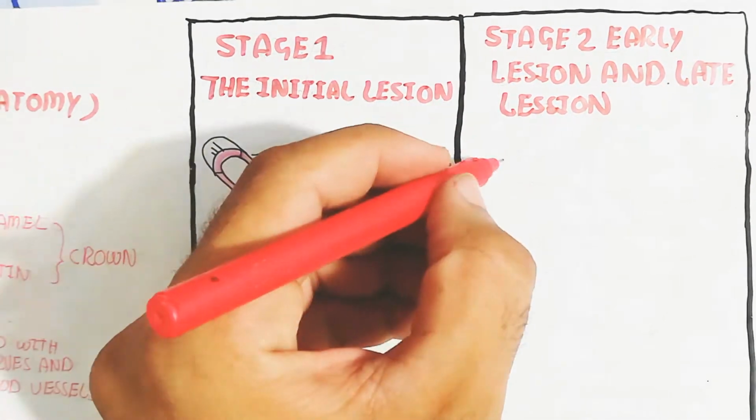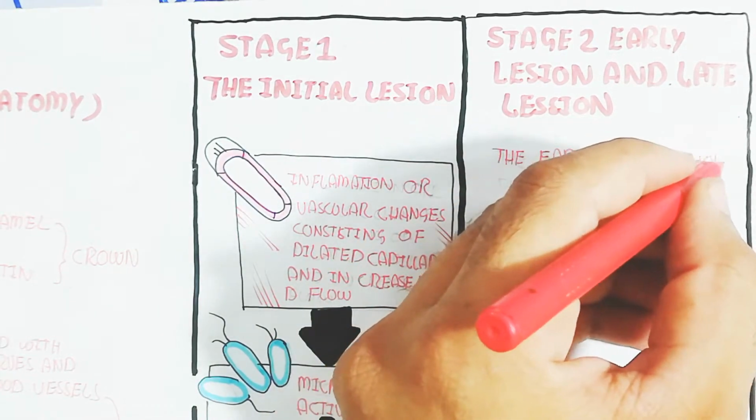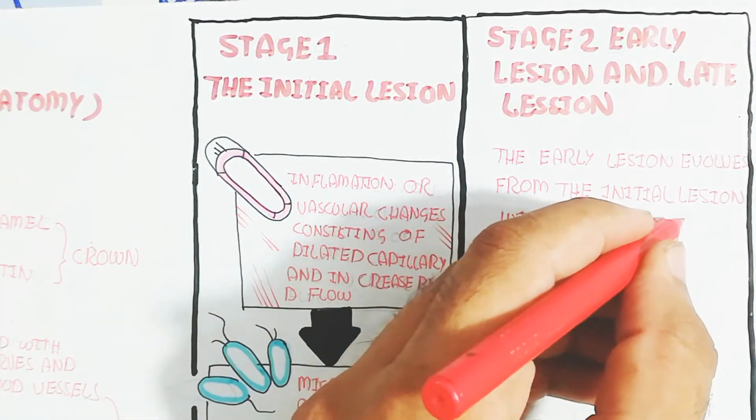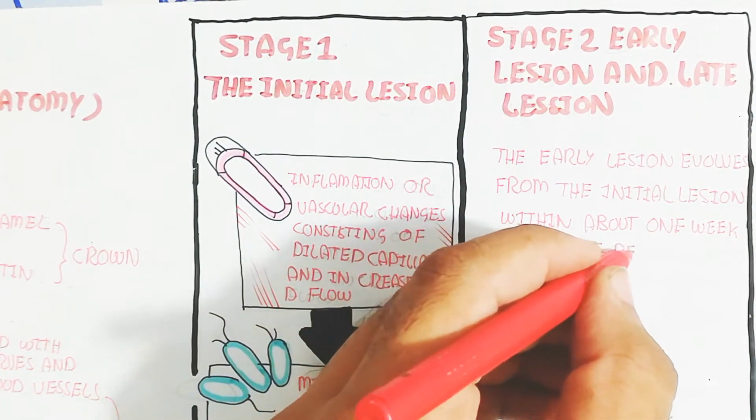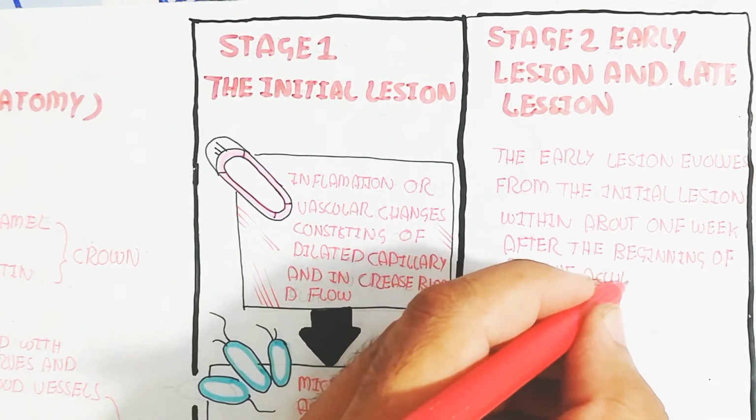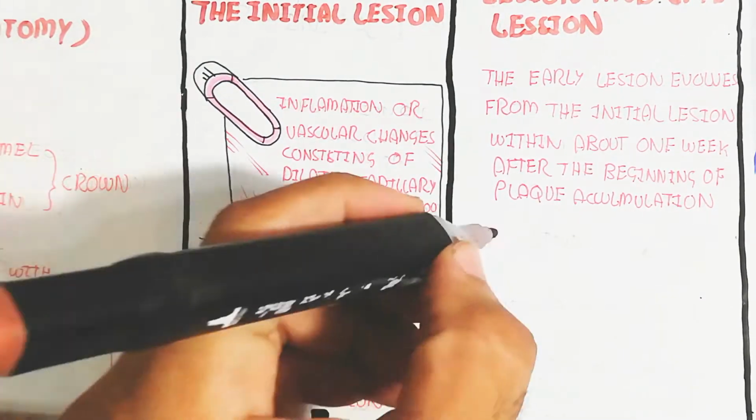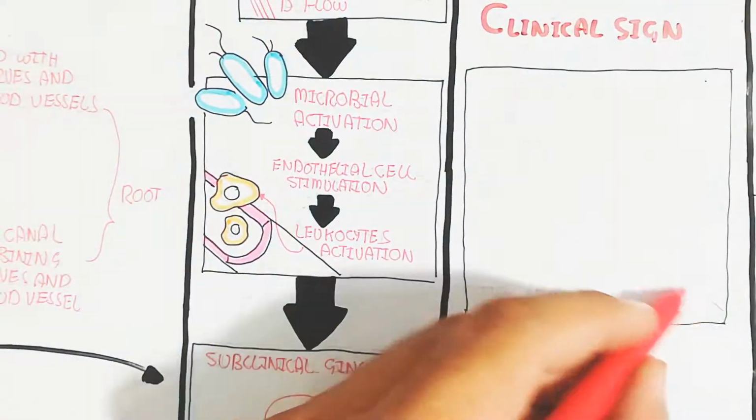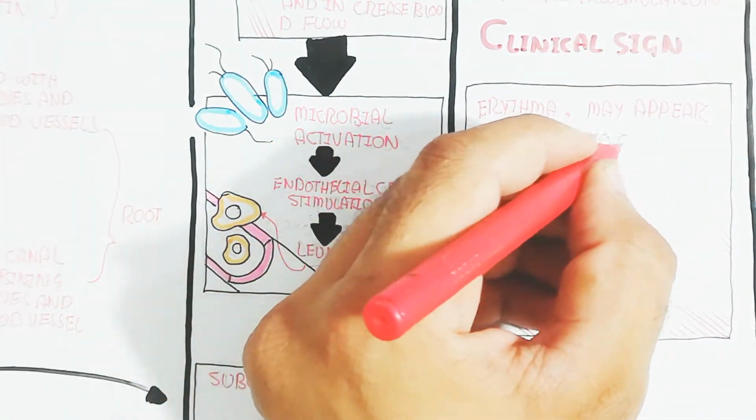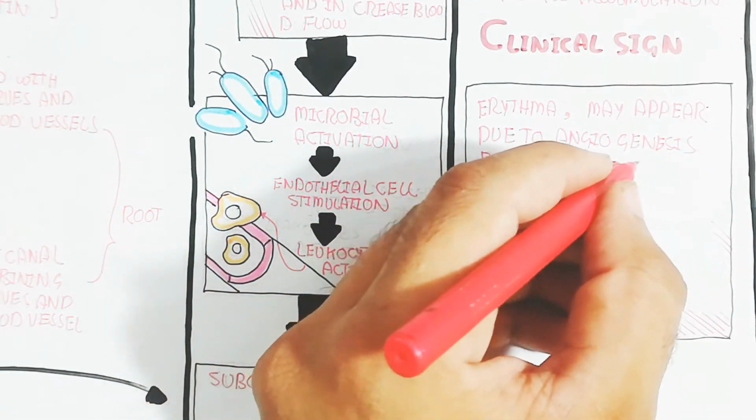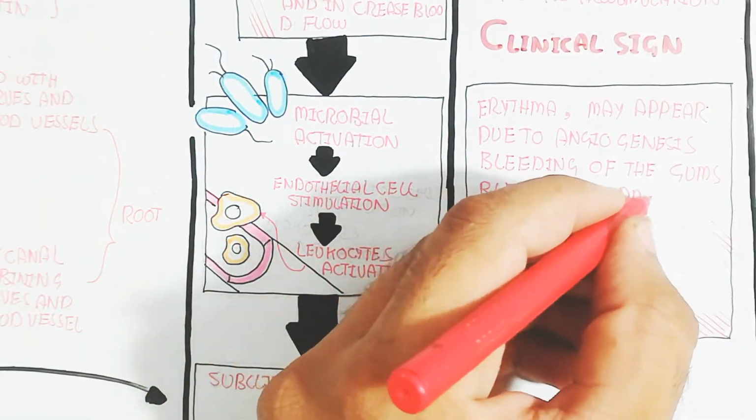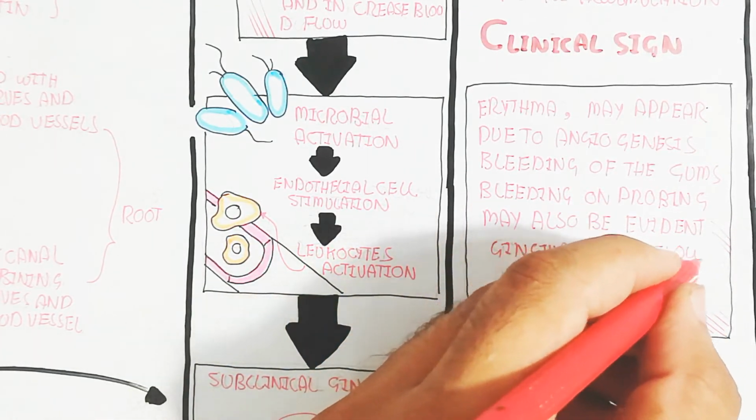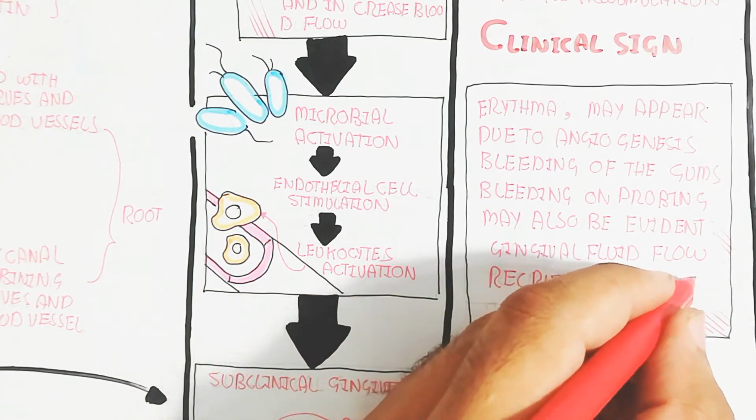The early lesion evolves from the initial lesion within about one week after the beginning of plaque accumulation. Let's understand the clinical signs. The clinical signs include erythema, which means the reddish color of the gums. Erythema may appear due to angiogenesis, which means increased blood vessel development due to growth factors. Bleeding of the gums, bleeding on probing, may also be evident, and gingival fluid flow recruits leukocytes after 2 weeks.